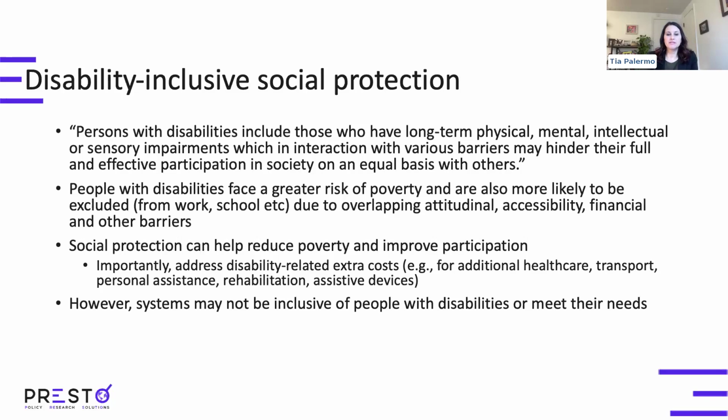Importantly, it can address disability-related extra costs, including costs for healthcare, transportation, personal assistance, rehabilitation, and assistive devices. However, systems may not be inclusive of people with disabilities or meet their needs. Disability inclusive social protection is grounded in principles of the UN Convention on the Rights of People with Disability, and it draws on the ILO and International Disability Alliance-led joint statement toward inclusive social protection, supporting full and effective participation, including and inclusion of persons with disability.